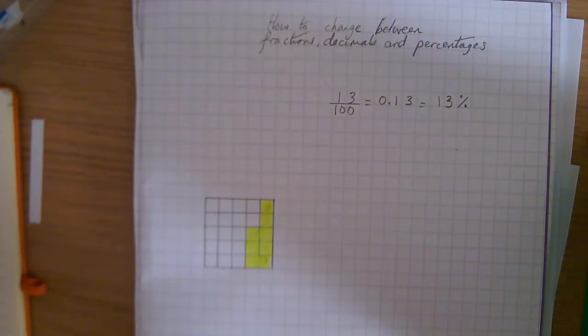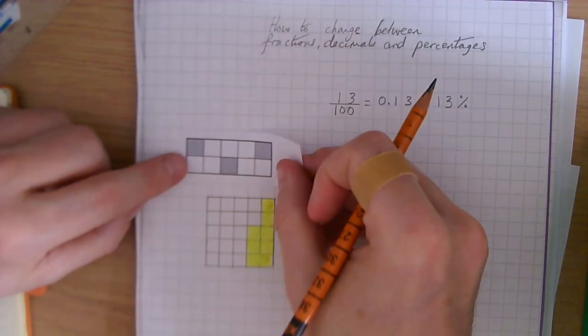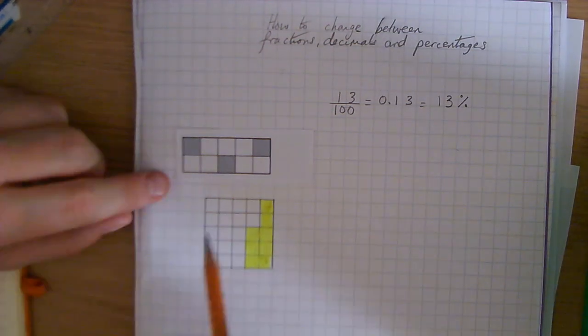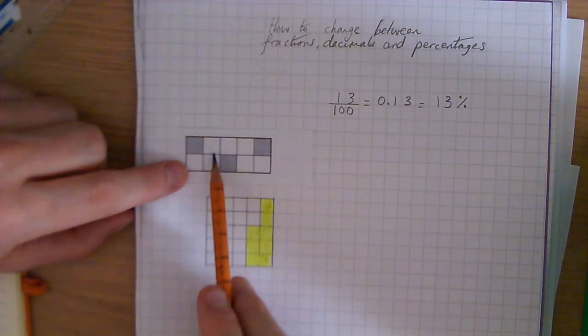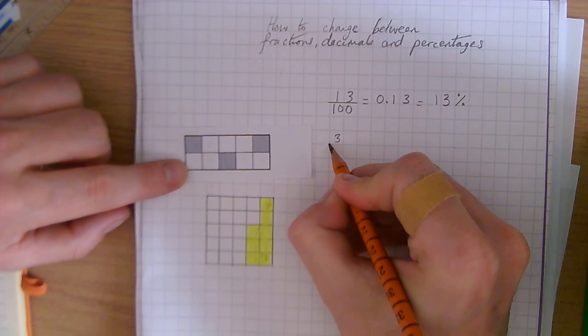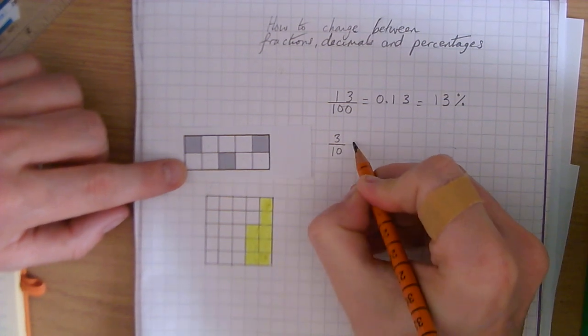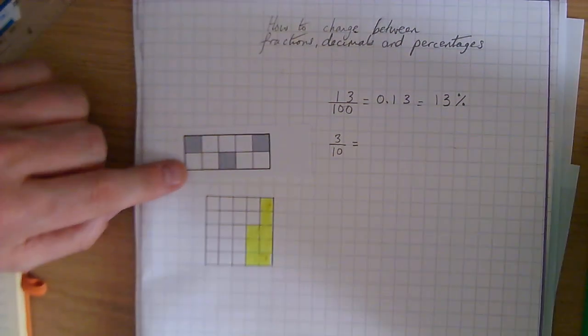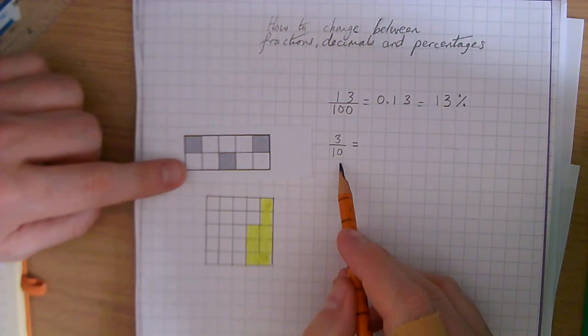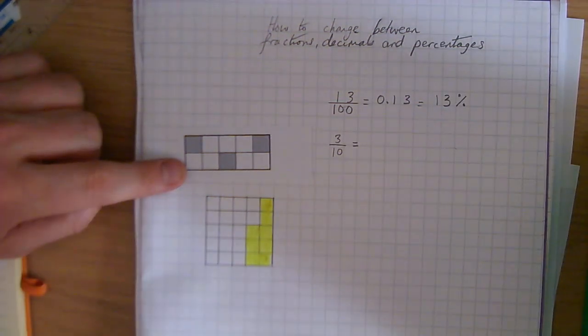Let's have a look at another one. A question like this: what fraction, decimal, percentage is shaded in? First of all, let's do a fraction. We've got 1, 2, 3, 4, 5, 6, 10. We've got 3 tenths. Now you might remember what a tenth is from the previous facts, but let's say we can't remember. How are we going to change this to a decimal and a percentage?